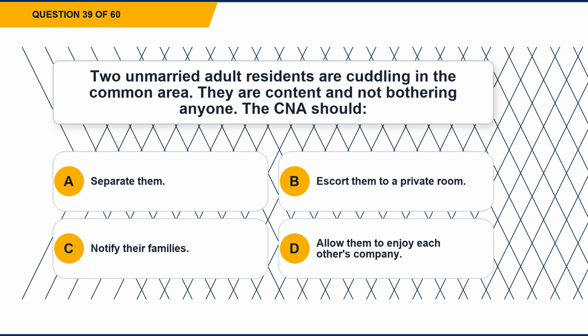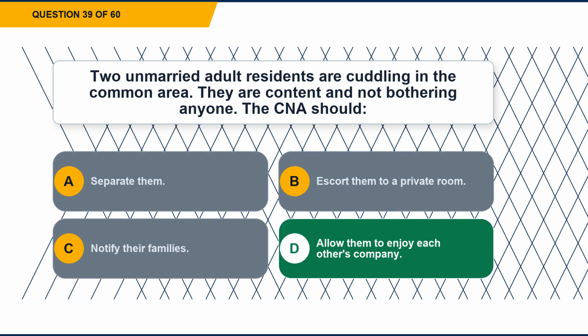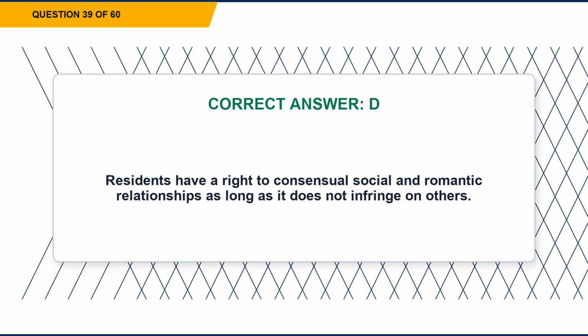Question 39. Two unmarried adult residents are cuddling in the common area. They are content and not bothering anyone. The CNA should: Option A, separate them. Option B, escort them to a private room. Option C, notify their families. Option D, allow them to enjoy each other's company. The correct answer is option D, allow them to enjoy each other's company. Explanation: residents have a right to consensual social and romantic relationships as long as it does not infringe on others. Question 40.